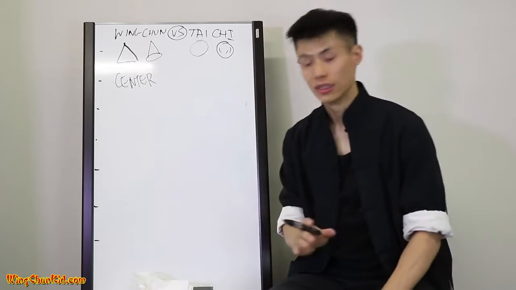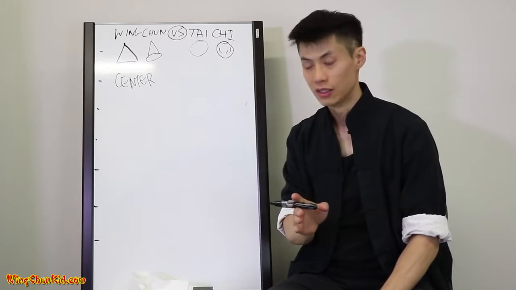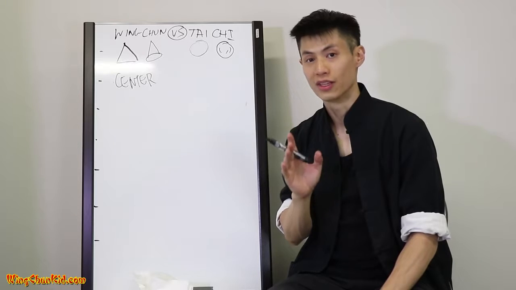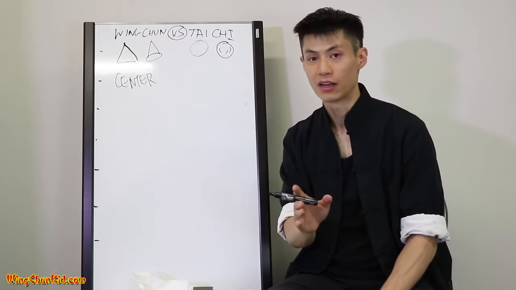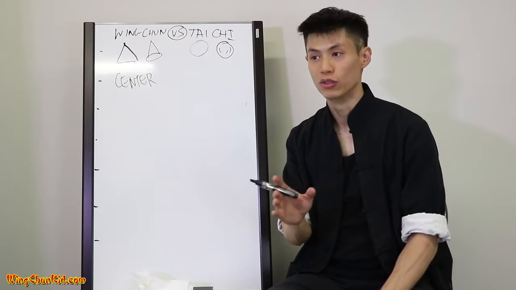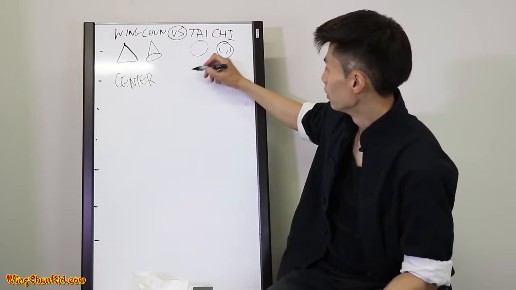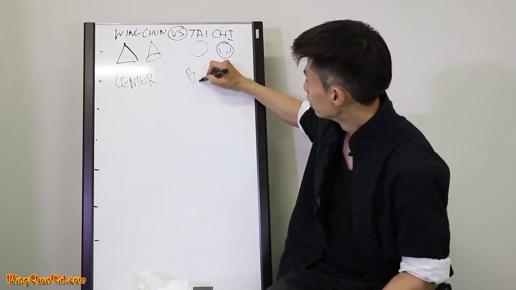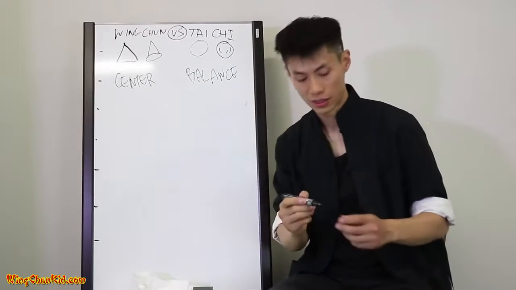Tai Chi is not always concerned with attacking the center. Tai Chi is more concerned with attacking the person's balance. So instead of overwhelming the attacker with force, Tai Chi would use the person's balance against themselves, right? So Tai Chi's strategy is attacking a person's balance.